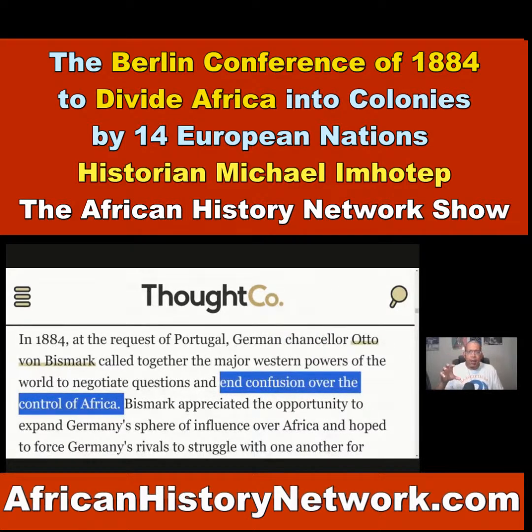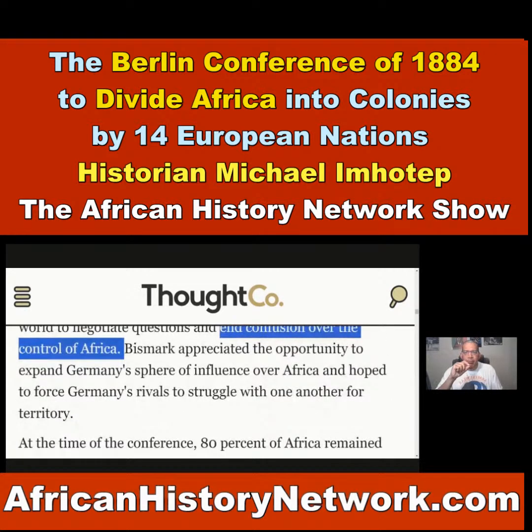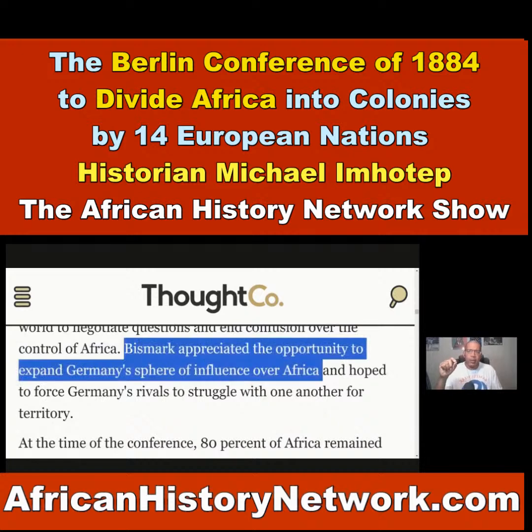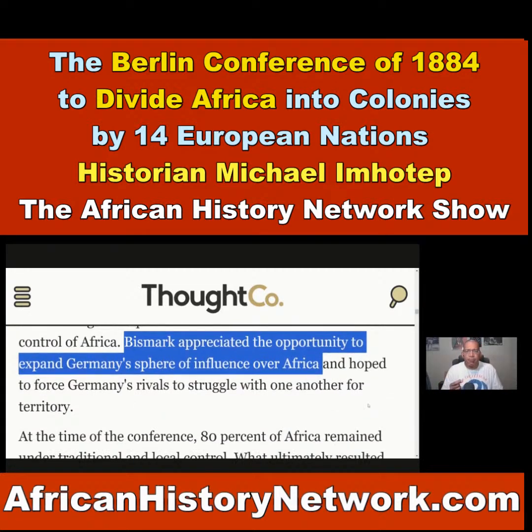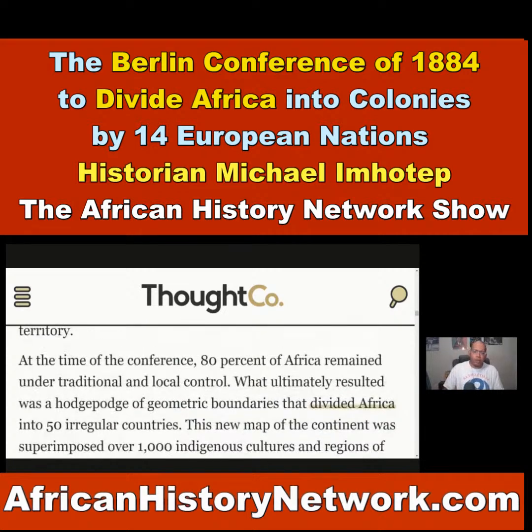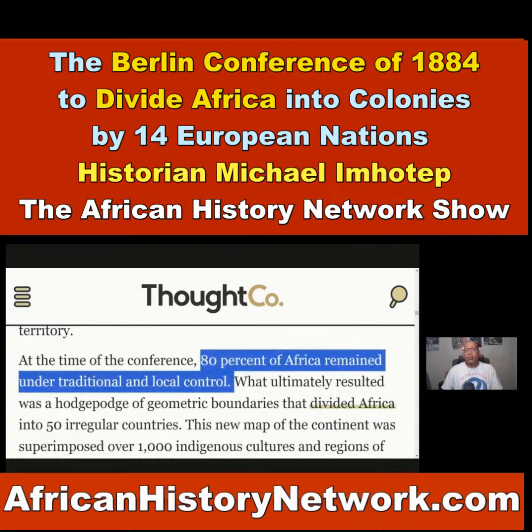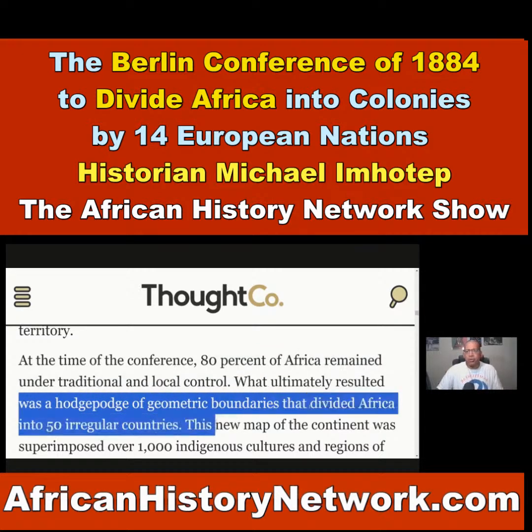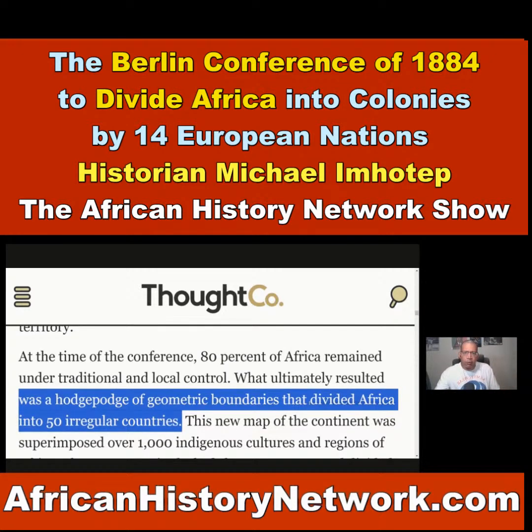German Chancellor Otto von Bismarck appreciated the opportunity to expand Germany's sphere of influence over Africa and hoped to force Germany's rivals to struggle with one another for territory. At the time of the conference, 80% of Africa remained under traditional and local control. What ultimately resulted was a hodgepodge of geometric boundaries that divided Africa into 50 irregular countries. Now we know we have 50 countries in Africa, okay? But you have this hodgepodge of geometric boundaries that divides Africa into 50 irregular countries.